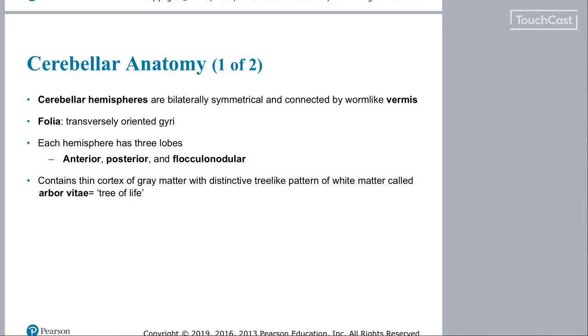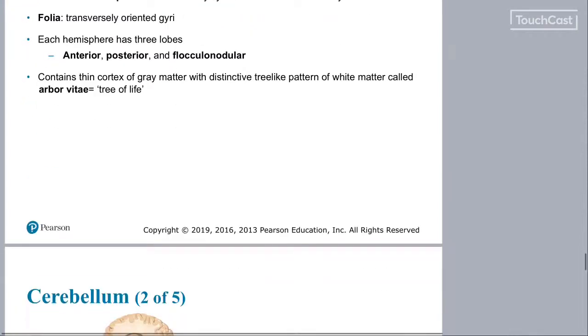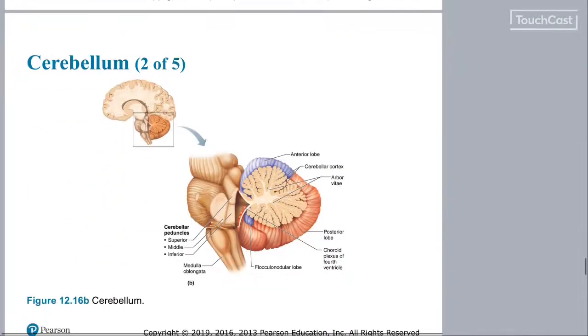And we have three lobes to our hemispheres. We have an anterior, posterior, and a flocculonodular. So this is going to contain a thin cortex of gray matter with a very distinct tree-like pattern on the inside. So this is going to be called our arbor vitae, which means tree of life. And you'll see how it looks like it has branches coming out here.